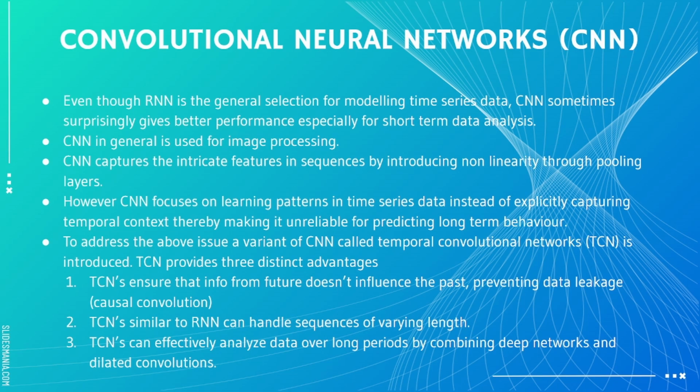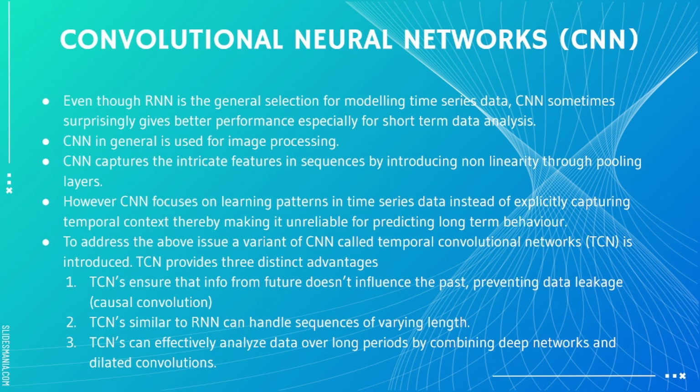That is, it in fact learns the patterns and tries to predict the data assuming that it follows the same pattern, but that is not the case. You have to consider all the previous states and the order in which the previous states have appeared, and CNN does not do it. So in order to address this issue, another variant of CNN called the temporal convolutional network (TCN) is introduced.